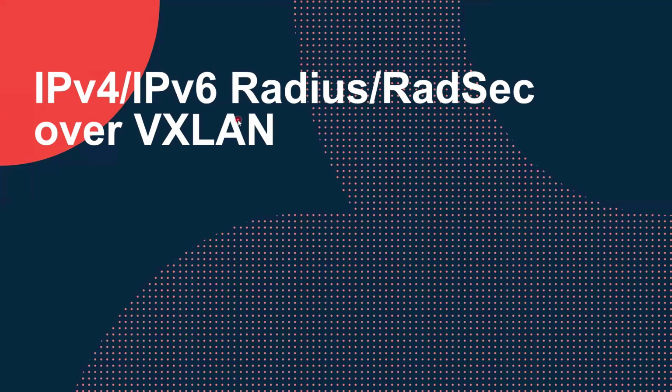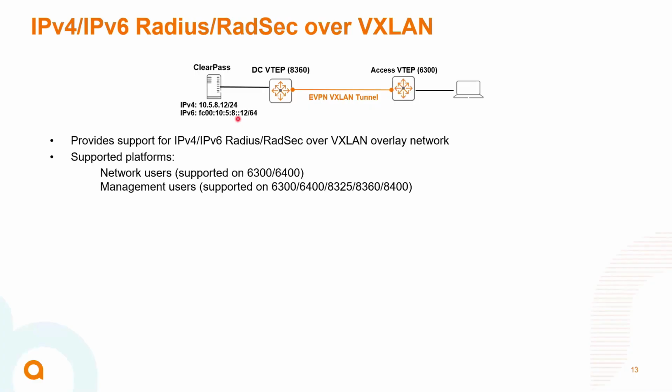Okay, perfect. So let's talk about Radius and RadSec over VXLAN, which is new in 10.8. In 10.8, we're providing support for both IPv4 and IPv6 Radius and RadSec connectivity over the overlay in your network. A couple of use cases for that. Why we want to do that is as customers are simplifying a lot of their network using overlays, they might want to extend overlays into their data center to be able to access services for their campus switches.